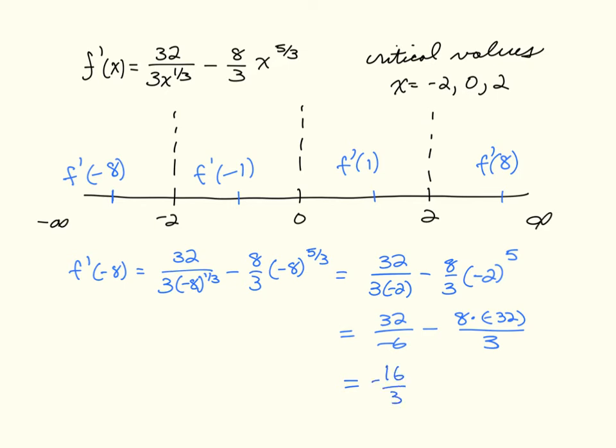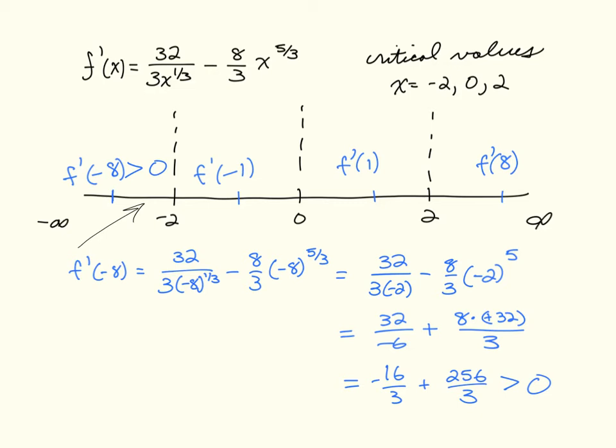-16 over 3, and here in this last one we have a negative times a negative will give us a positive. 256 over 3. At this point I can say for sure that this is bigger than 0. And since the derivative is bigger than 0, the original function is increasing on that interval.